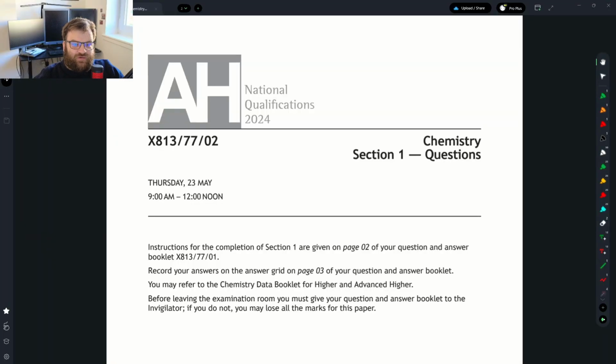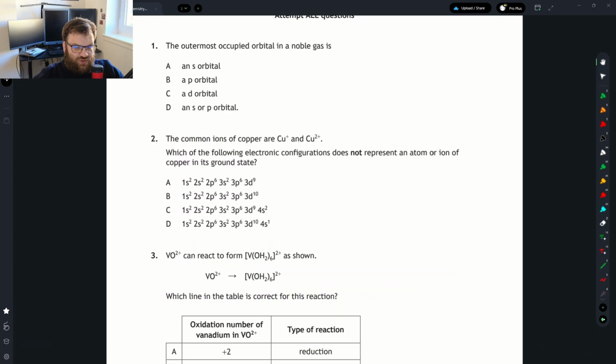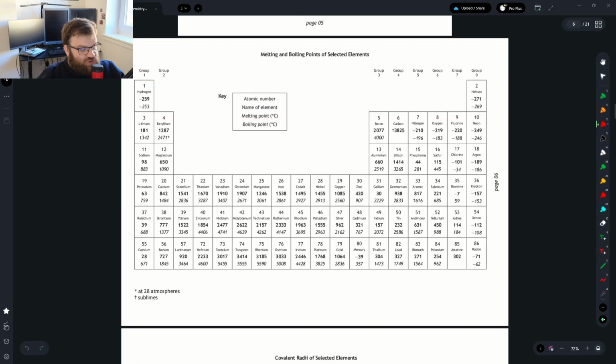In this video, I'll talk through the 2024 Advanced Higher Chemistry paper and explain how I would approach each question. Starting off with the multiple choice, we're asked about the outermost occupied orbital in a noble gas. Going to the data booklet will help us with this. Two options for this question.